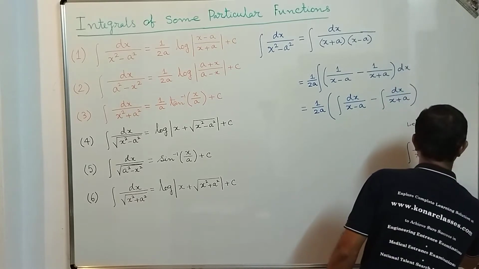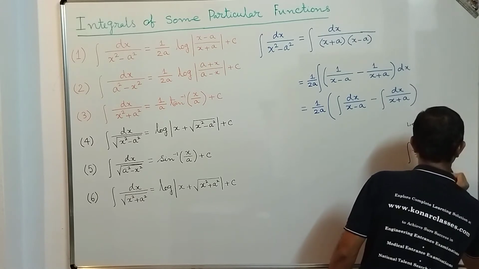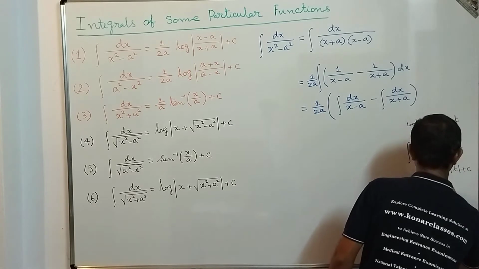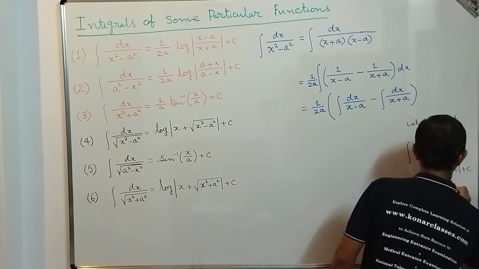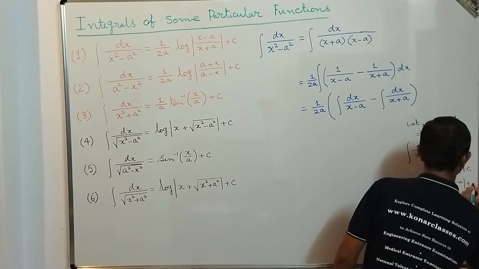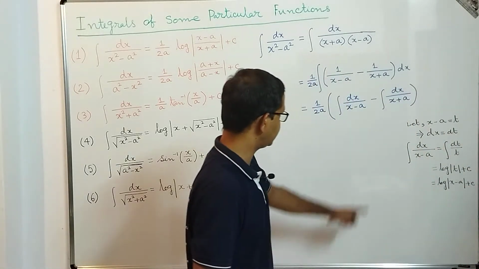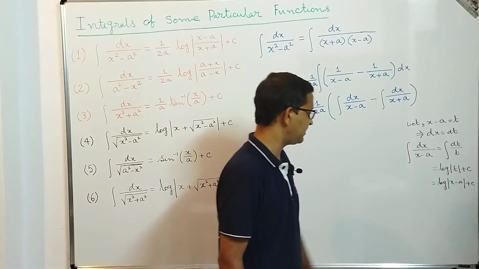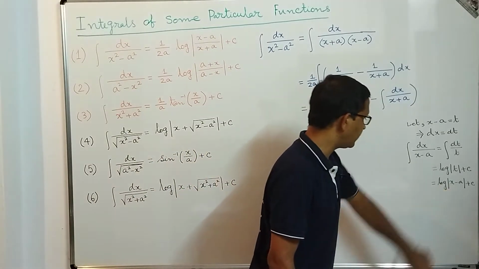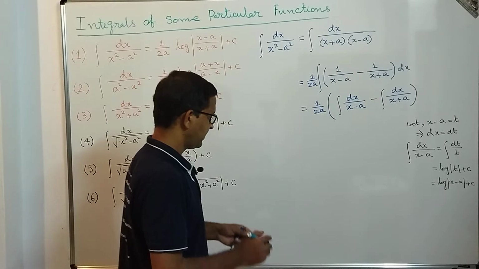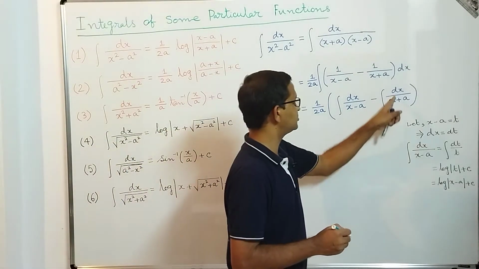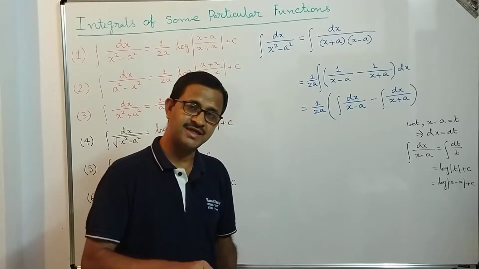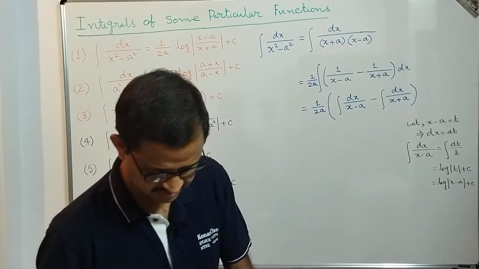So that is equal to log of mod t plus c, and that is equal to log of mod x minus a plus c, where c is a constant of integration, correct? So this is the way we can find that the integration of dx by x minus a is equal to log of mod x minus a plus c. In a similar manner, we can get the integration of dx by x plus a is also equal to log of mod x plus a plus one integrating constant.